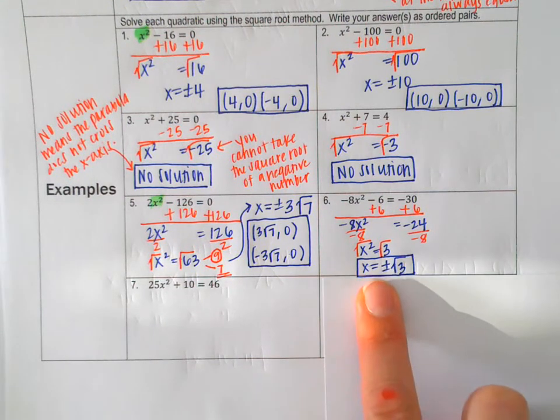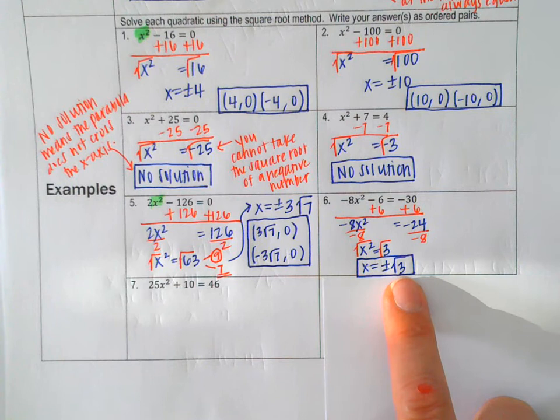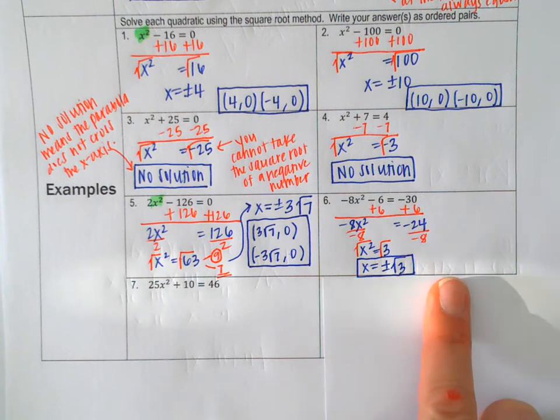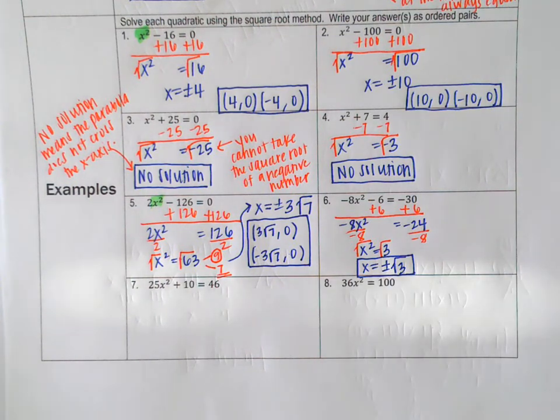Now, this is how you can write it if you didn't write it as an ordered pair. You could write it as x equals plus or minus rad 3. You could write it as rad 3 comma negative rad 3. You could write it as rad 3 comma 0, negative rad 3 comma 0. However you want to write it is totally fine.